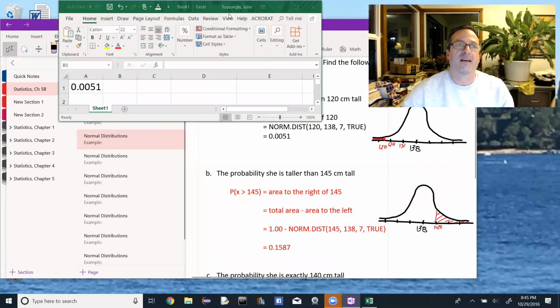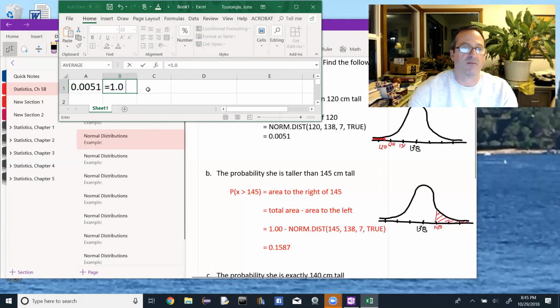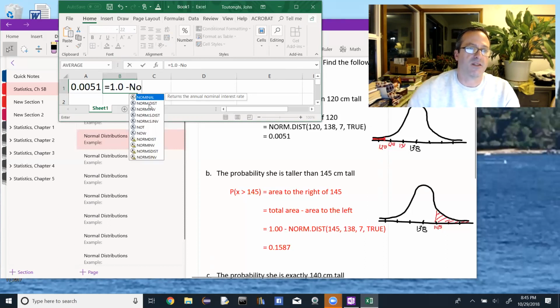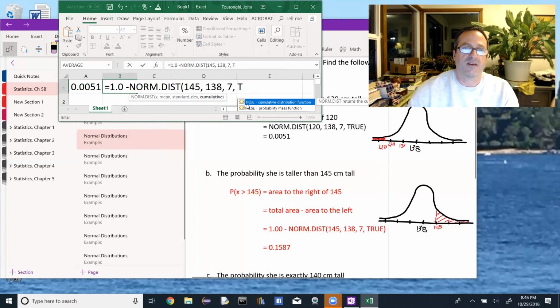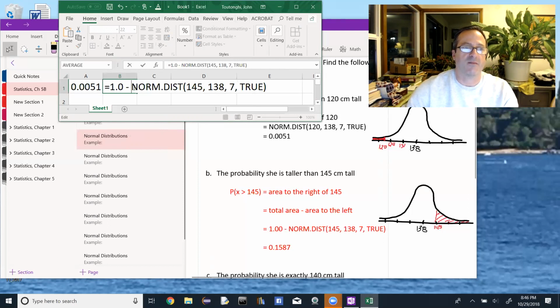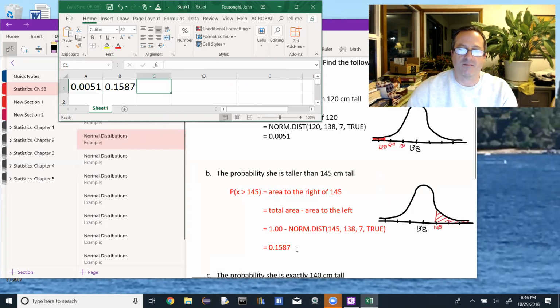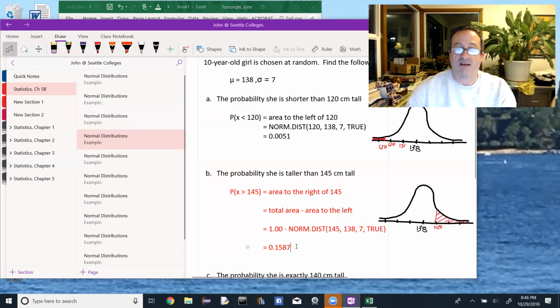And again, I can type all that into Excel. So equals 1.0 minus norm.distribution, 145 is the x value, 138, 7, and the cumulative option is true. So I type that all into Excel. I don't need to compute that area to the left, because I really want 1 minus that area. Tab it over, and 0.1587, which I've already typed in, or about 16%, is the probability.